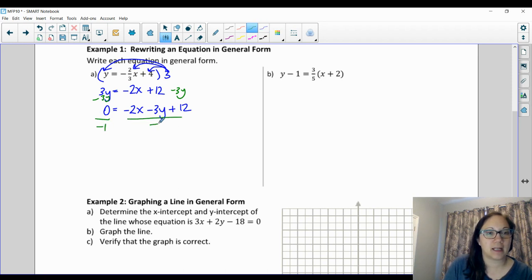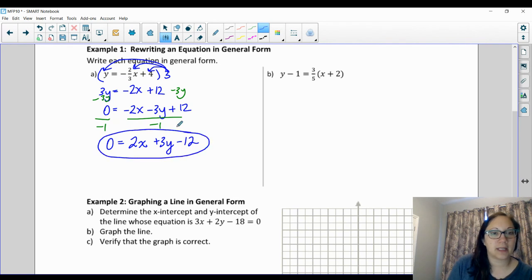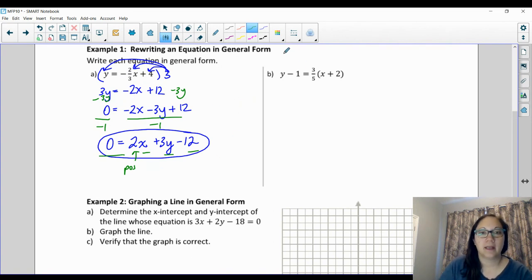So I'm going to divide each side of my equation by -1, and that will change it to a positive 2x. Now we also have a positive 3y, but we have a -12. So this is now in general form because it's got a positive a. We're in the order x, y, constant, and we have one side set equal to 0. We also have no fractions.